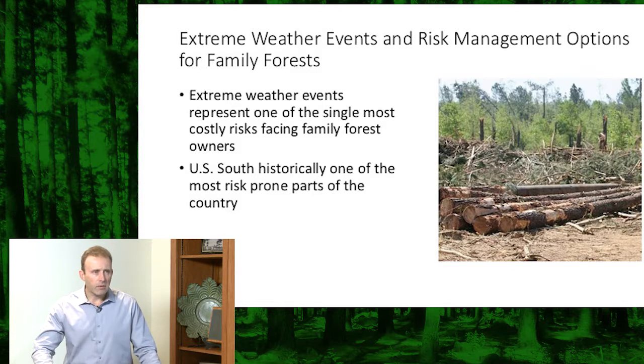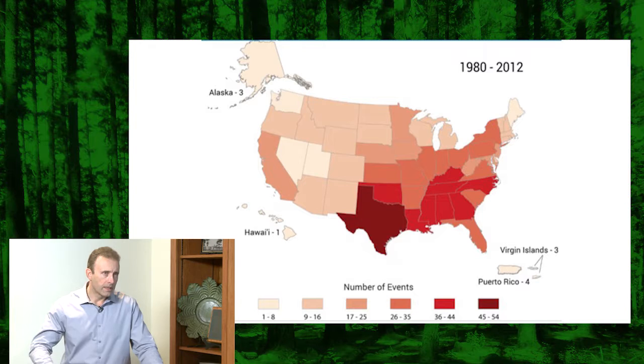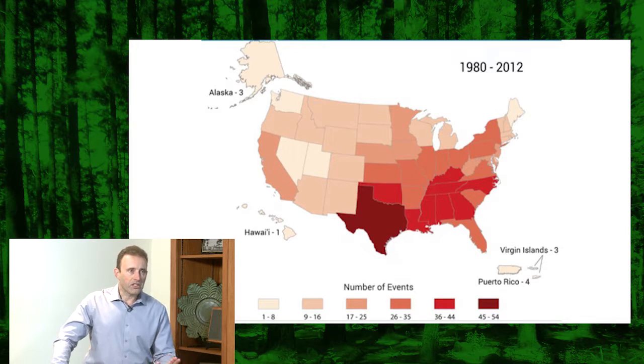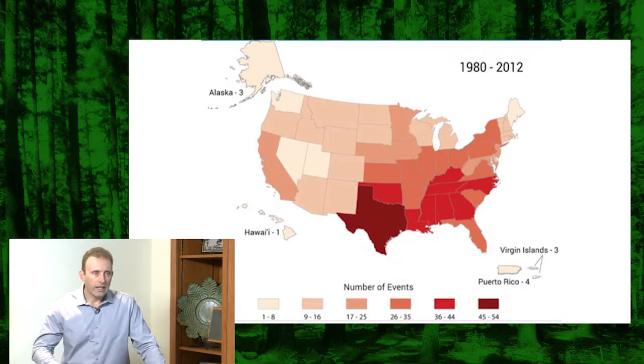So extreme weather events, they represent one of the single most costly risks facing family forest owners, and the U.S. South is historically one of the most risk-prone parts of the country. This following graphic here summarizes the number of times over the past 30 years that each state has been affected by a $1 billion extreme weather event. And if you look here, you'll see that the U.S. South has experienced the greatest number of these. So we're probably going to see more. So this is an opportunity for you to be thinking about the future of your forest and what steps you can take now to minimize the impact of one of these types of future losses.